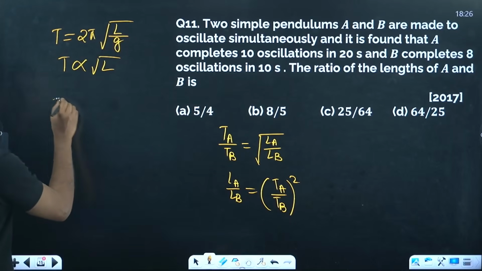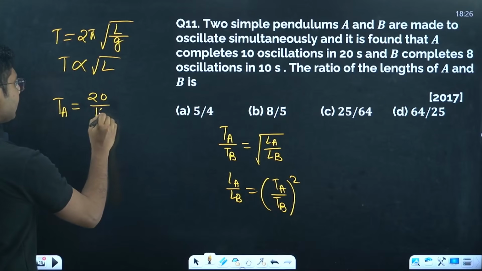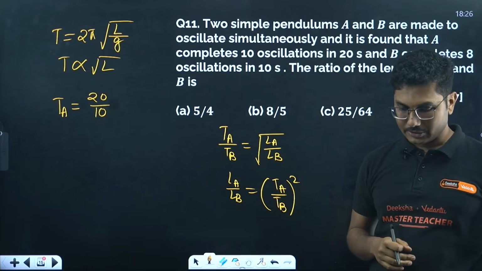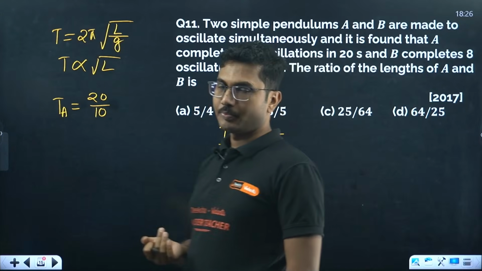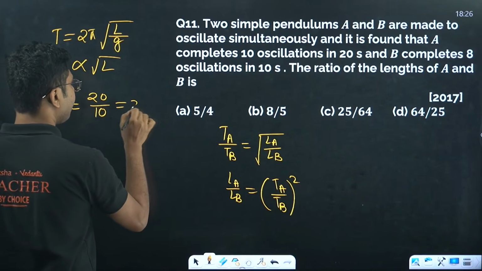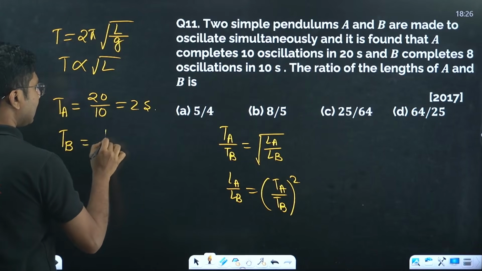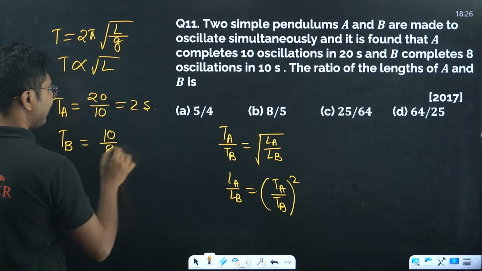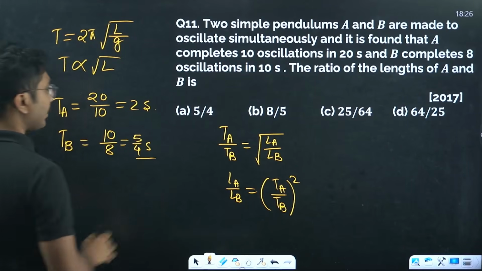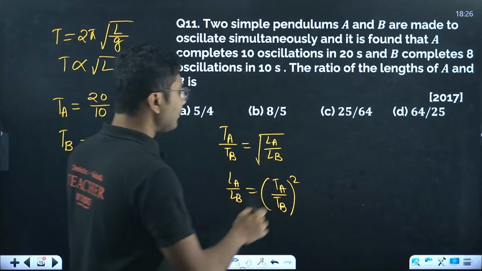For that, in the question it is given in 20 seconds it completes 10 oscillations. So time divided by number of oscillations. Remember, time period is a time. So time divided by number of oscillations will give you the time period for A, and for B again it completes 8 oscillations in 10 seconds, so it will be 5 by 4 seconds. Now put the values and calculate.